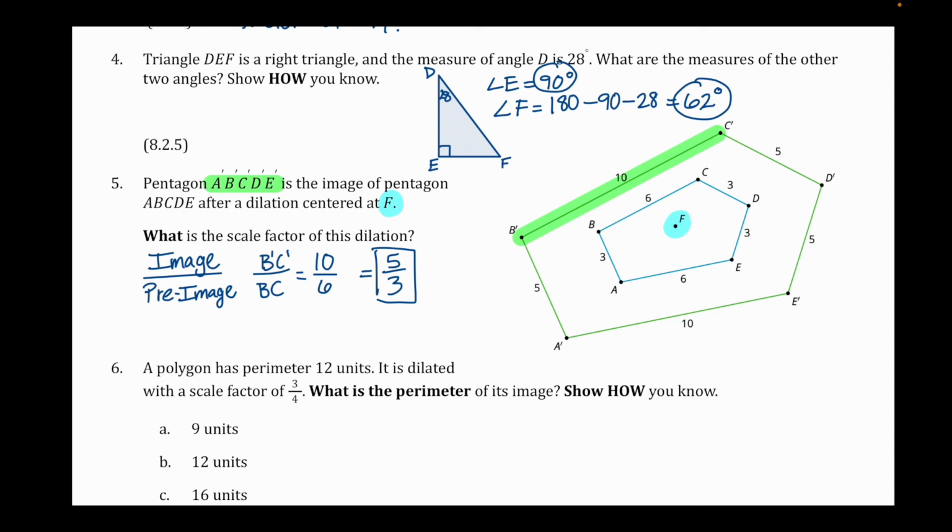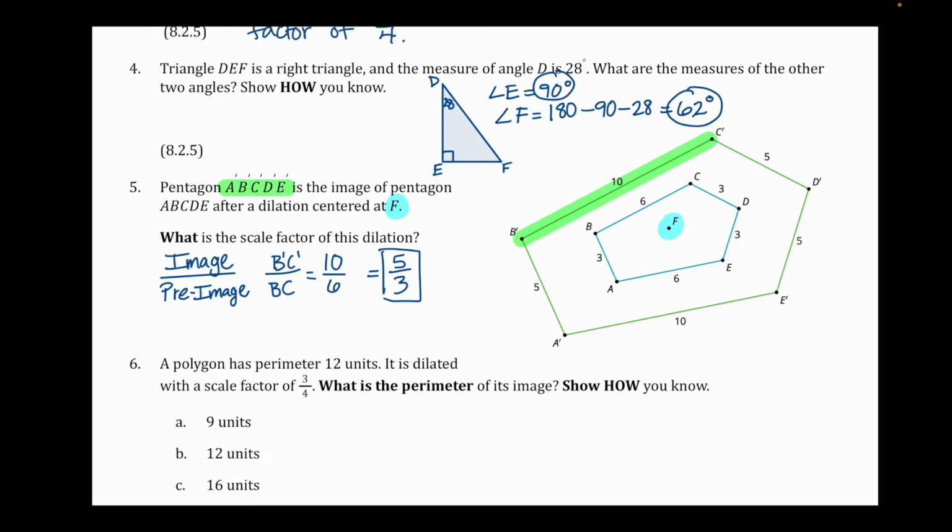You can check it with the other pieces as well, but I know that if my image is getting bigger, this is correct that I should have a larger number in the numerator and a smaller number in the denominator.